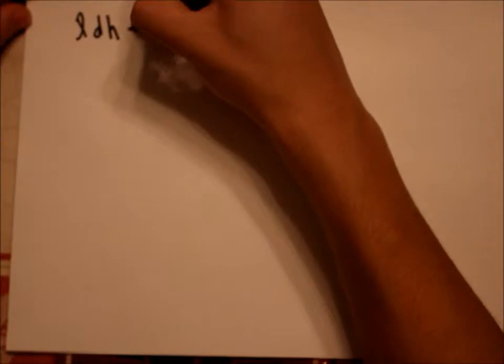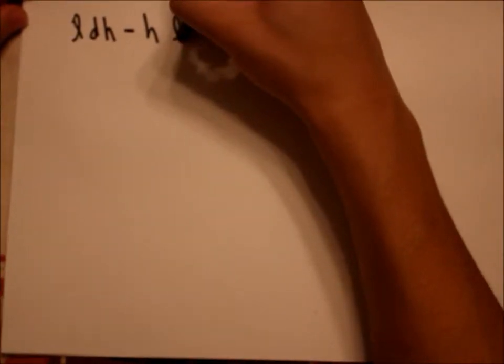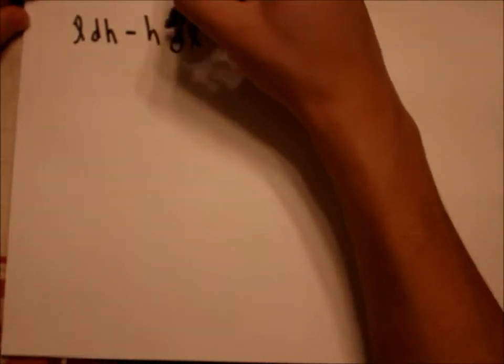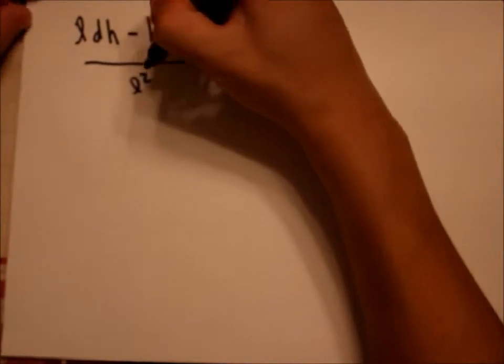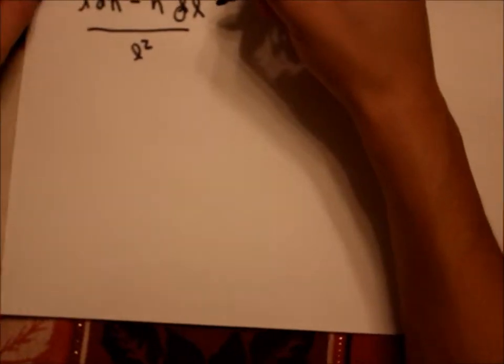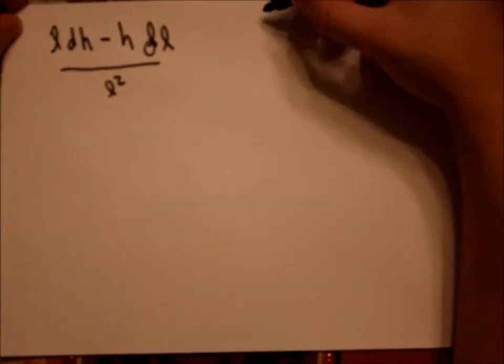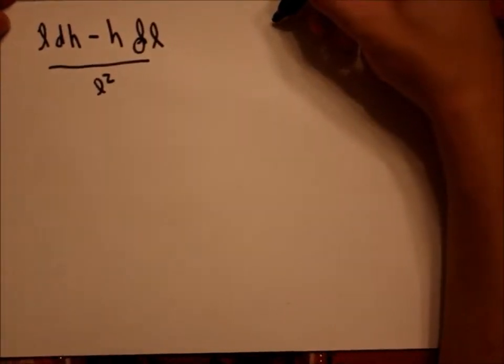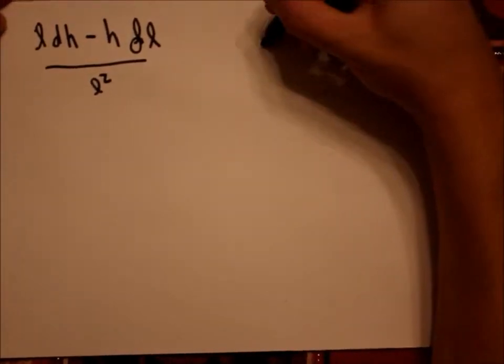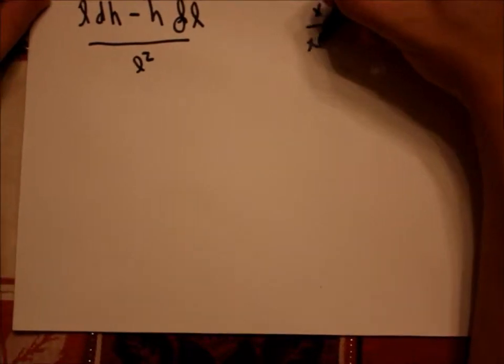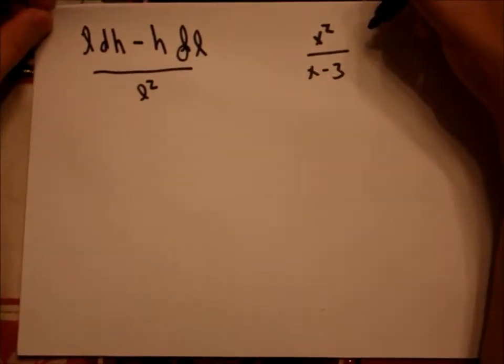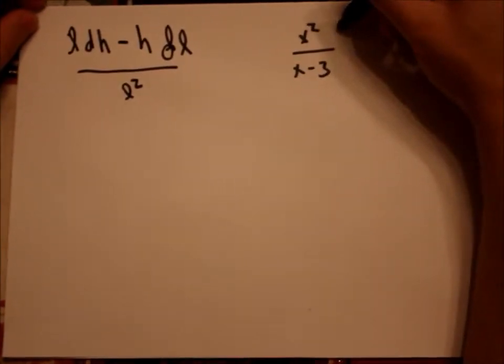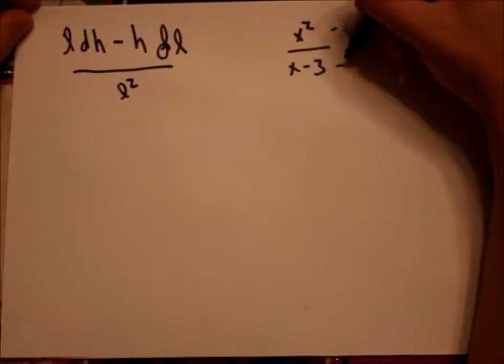Okay, so the quotient rule is simply low derivative of high minus high derivative of low over low squared. So what do I mean by high and low? For example, if we had a problem as x squared over x minus 3, this is high and this is low.